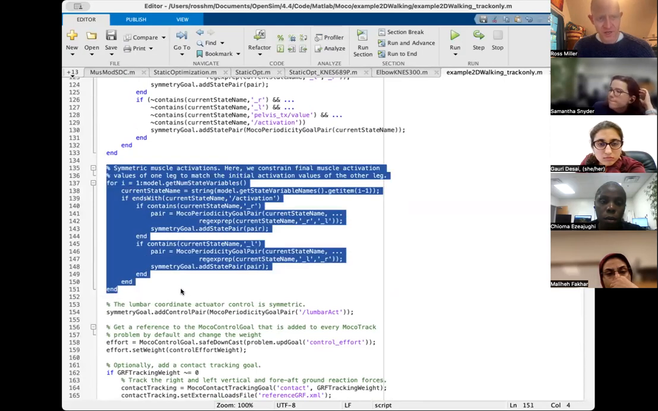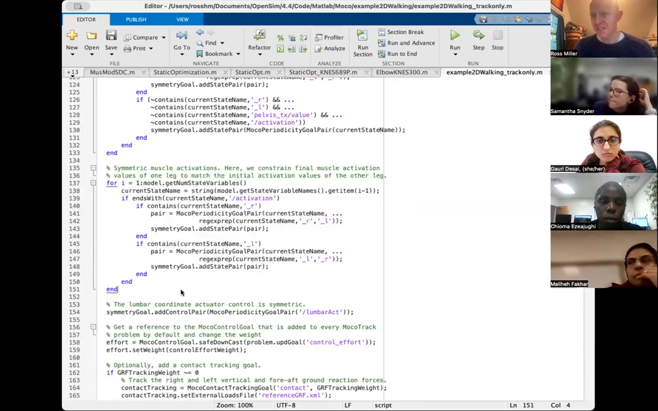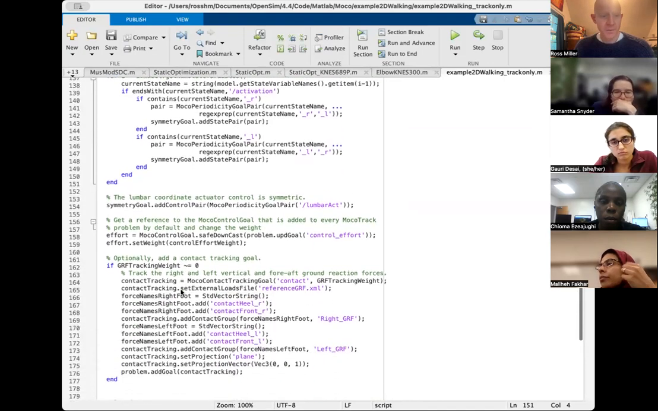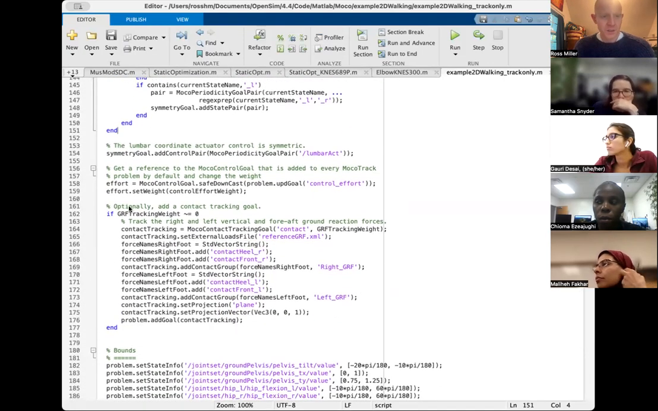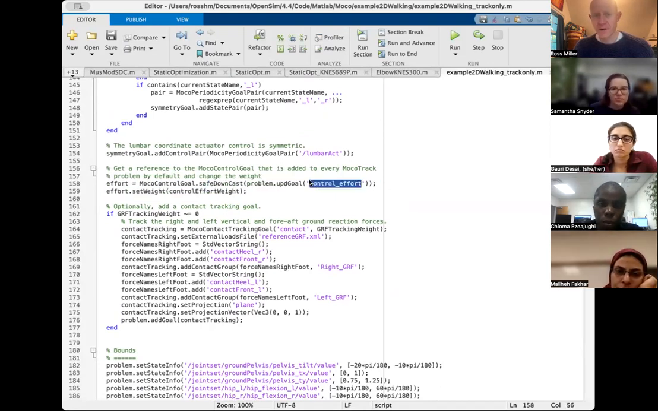So the symmetry part there for the muscle activations, again, it's the same thing as it is for the angles and the velocities and things like that, trying to get those to be symmetric and periodic. Next part down here is specifying that weight on the control effort, which is their term for the muscular effort.